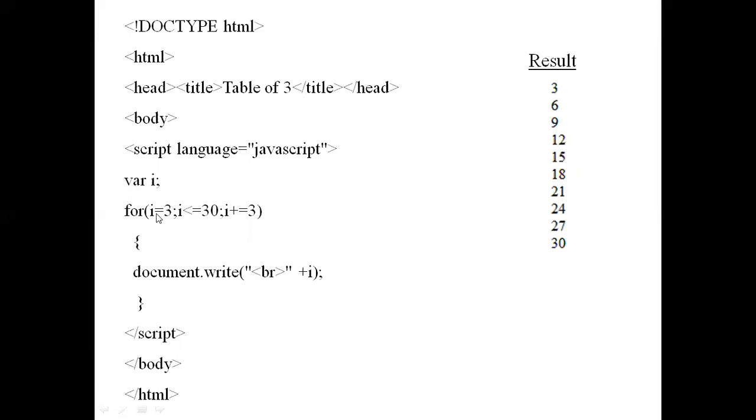So here I have taken for I is 3. First value is 3. Okay, I am checking till 30. And to get the next number, you have to increment it by 3 every time. 3 plus 3, 6. 6 plus 3, 9. 9 plus 3, 12. So this logic you should know what it is. Accordingly, you put the value.